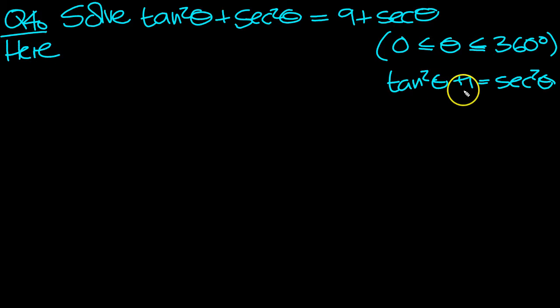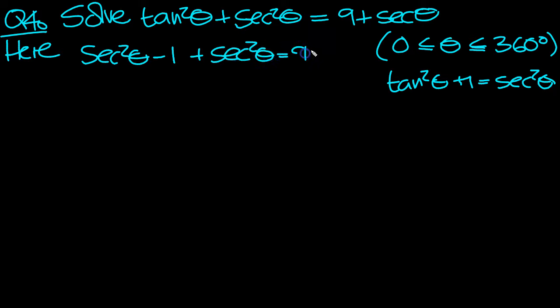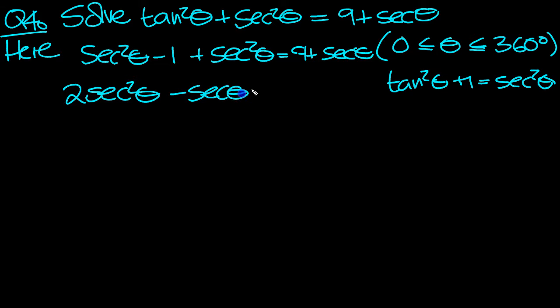So tan squared is sec squared minus 1, plus the sec squared is equal to 9 plus sec theta. So what do we get here then? We get 2 sec squared minus sec theta. Then move the 9 over to minus 9. There's already a minus 1 there. There's a minus 10. Nothing left over there.